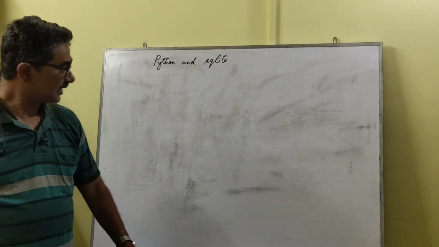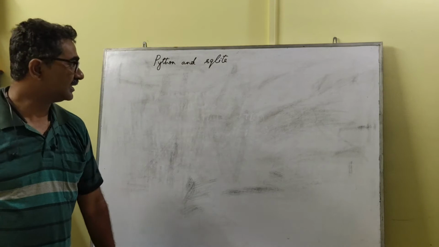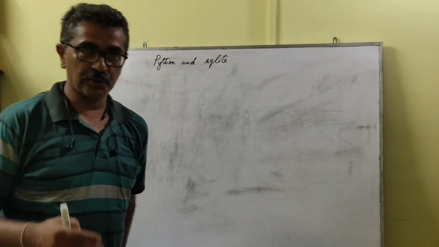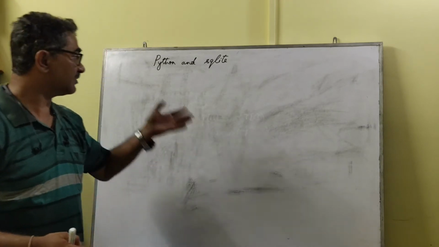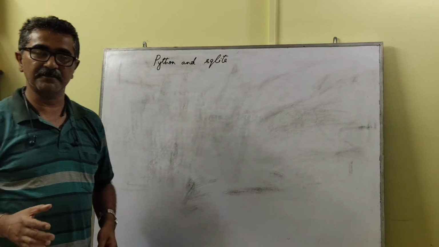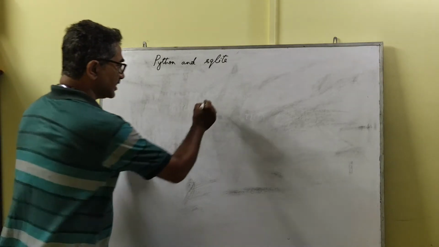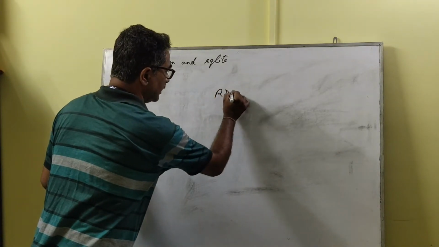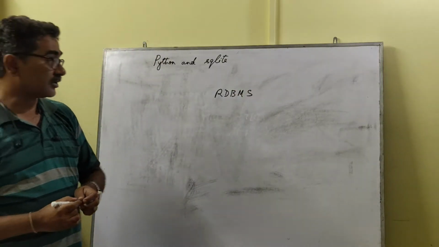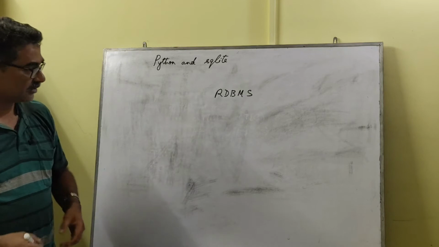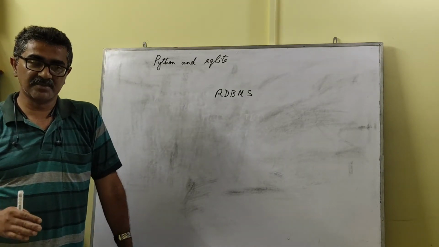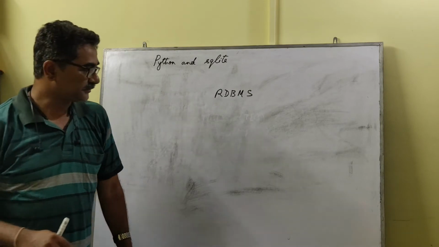Okay. So today let me talk about Python and SQLite. I mean how to connect the SQLite database management system with Python. Now, SQLite is basically an RDBMS system. RDBMS stands for Relational Database Management System. This RDBMS system uses SQL commands for accessing a database.